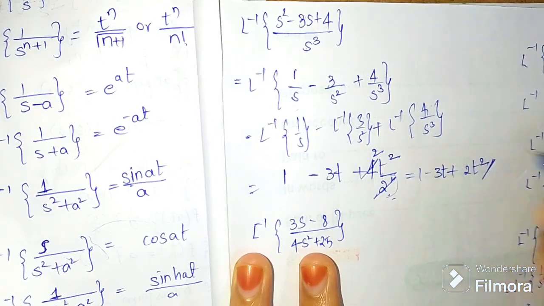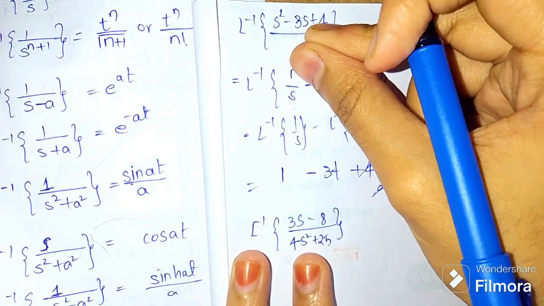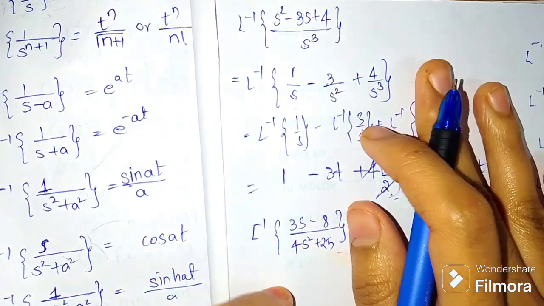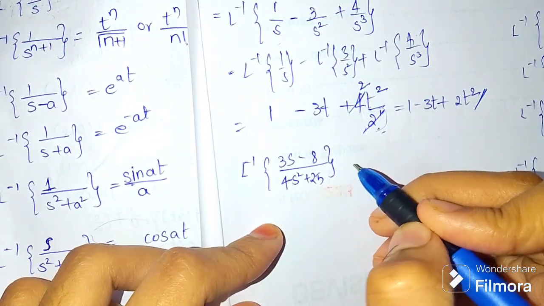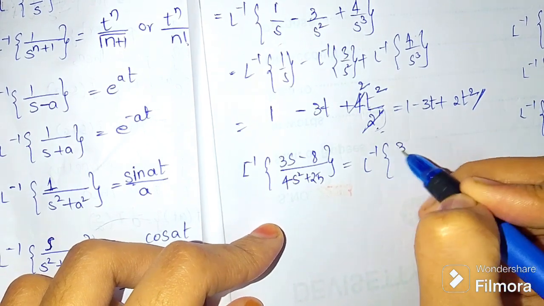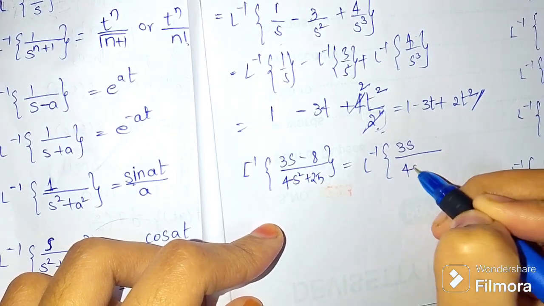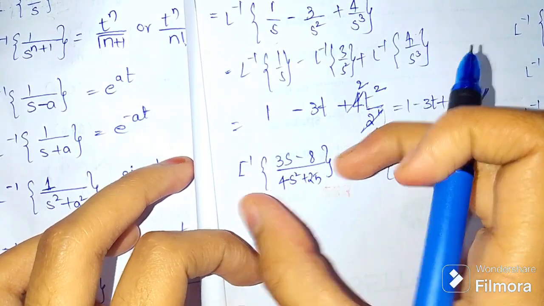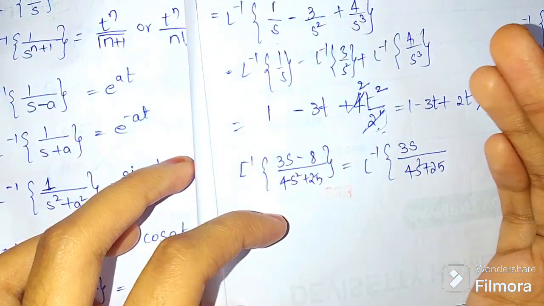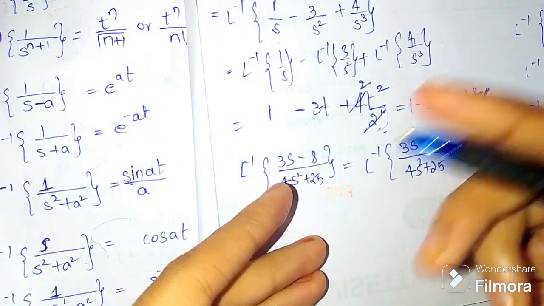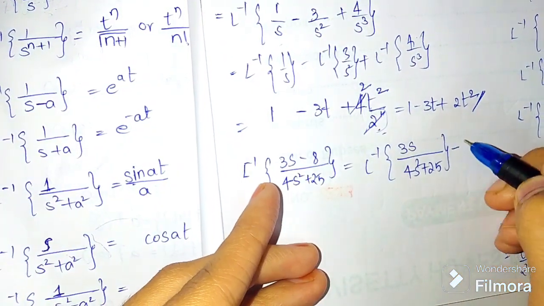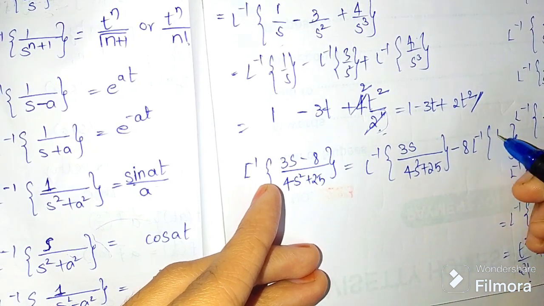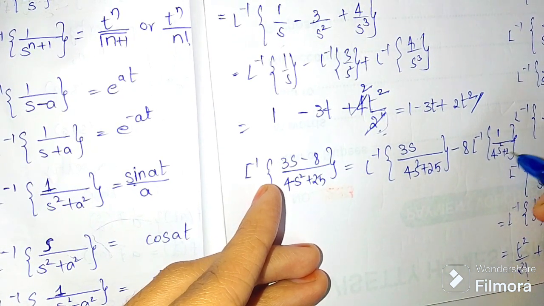Okay. Now see, here in the denominator only one term is there, that's why you could do it usually. Now what will you do for this? This also the same way. See, Laplace inverse of 3s by, don't make a mistake in dividing it like this. We cannot divide a denominator, we can only divide the numerator. Minus 8 into Laplace inverse of 1 by 4s square plus 25.